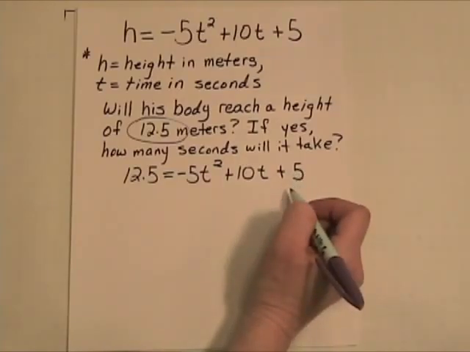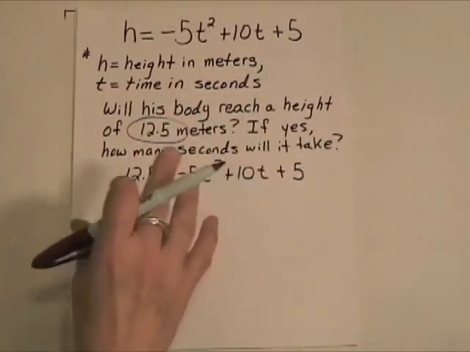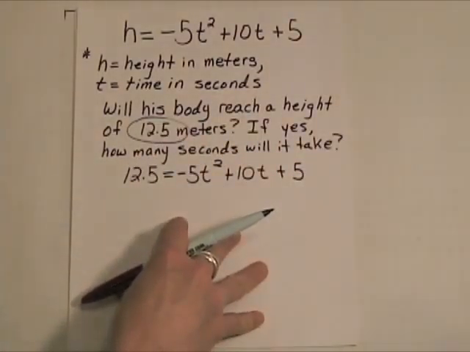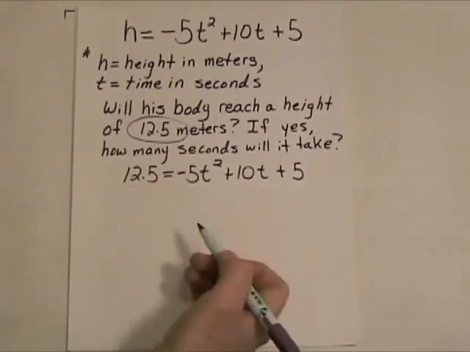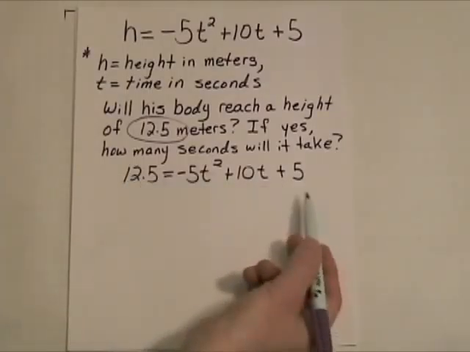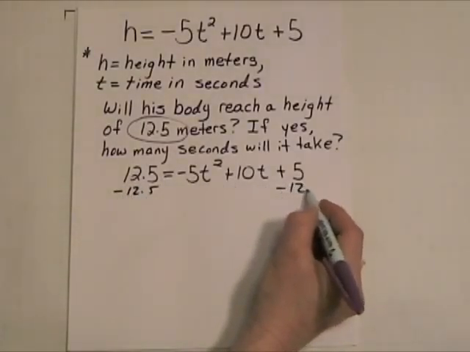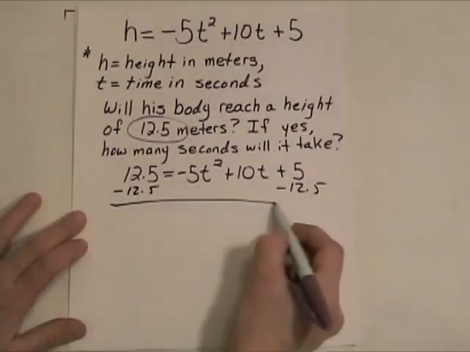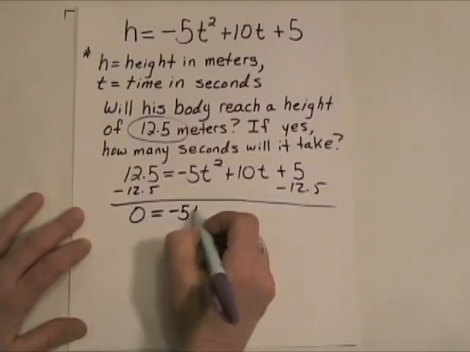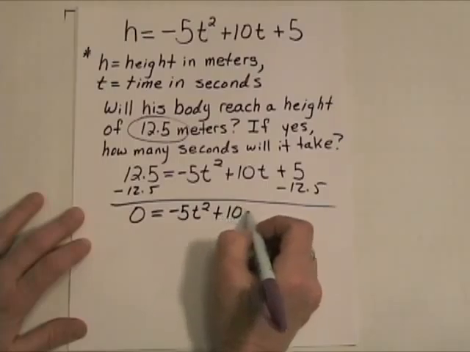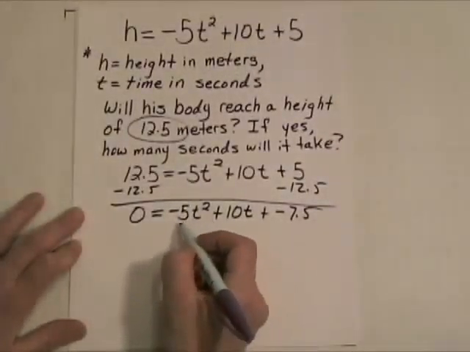Alright, now right away we see that this needs to be altered a bit, because in order to use the quadratic formula and thus find the discriminant, we're going to have to get it all equal to 0. So we're going to go ahead and subtract 12.5 from both sides of this equation. We'll subtract 12.5 there, subtract 12.5 here, and then over here we will get 0 is equal to -5t squared plus 10t plus a negative 7.5. Let's go ahead and pull off our a, our b, and our c.